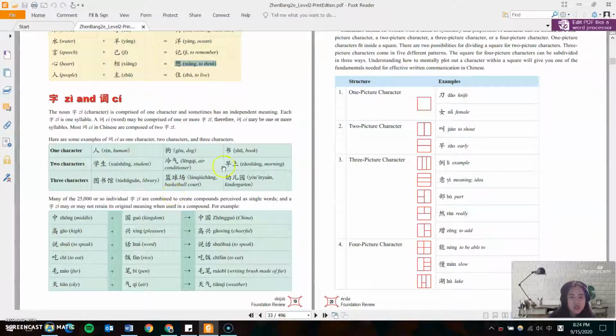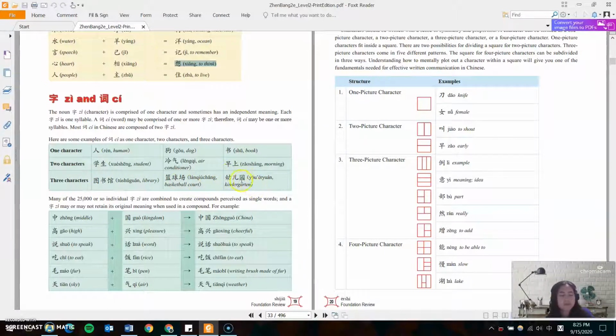So air conditioner, of course, is not something that was invented thousands of years ago, right? So the word air conditioner literally means cold air, 冷气, right? 早上 is morning, but literally means above in the morning, okay? Early in the morning, I guess. 图书馆 is a place for books and picture books, literally. 篮球场 basketball area or court. 幼儿园 a garden of children, right?